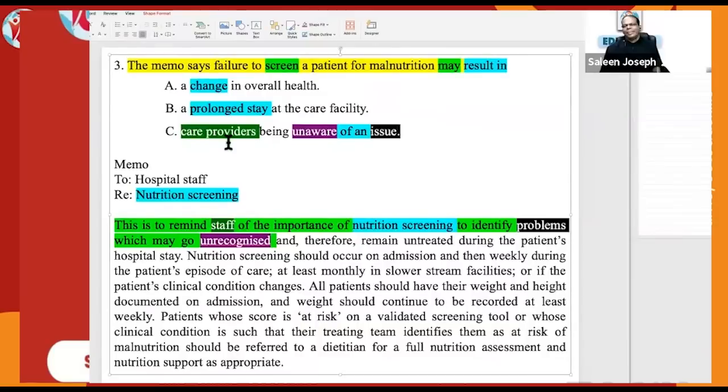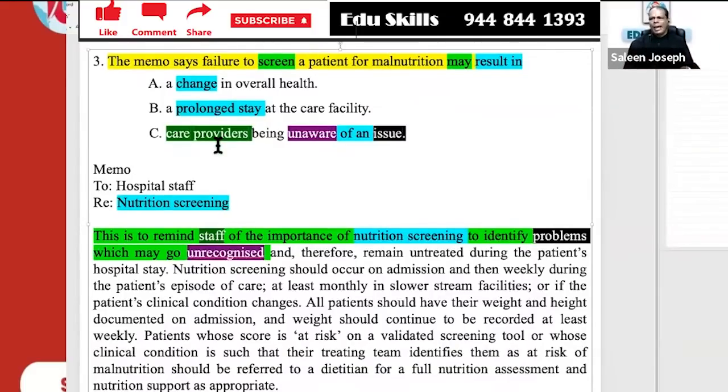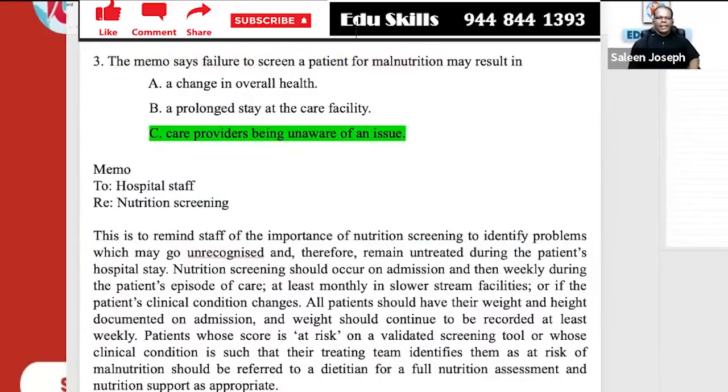If you don't screen, you don't understand what the issues affecting the patient are. Why do you screen? Why do you do the diagnosis? Why do you do scanning? All screenings are aimed at identifying the problems, the issues. Even from your general knowledge, you can understand which option is right. Is that clear? Yes, Father. So the correct answer is C, care providers being unaware of an issue.